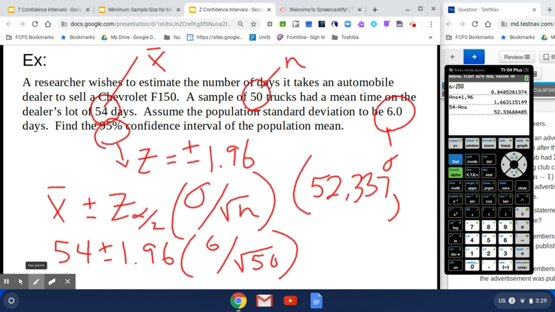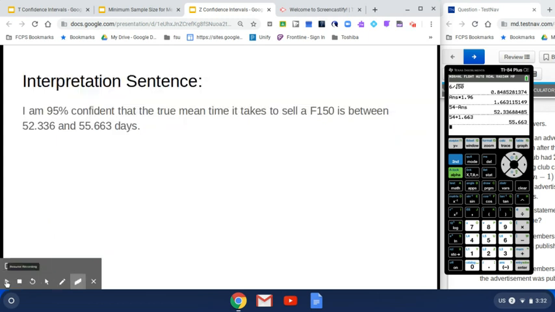And then I'm also going to take 54 and add on the 1.663. And that gives me 55.663. So that is my interval that I believe the population mean to be between.